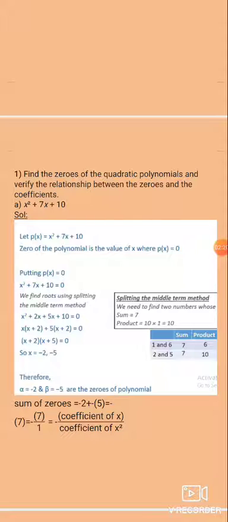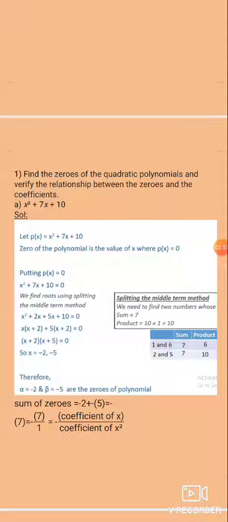Listen carefully. In the splitting middle term method, the sum of two numbers is the middle number, the coefficient of x, which is 7. The product of the two numbers is the coefficient of x square, which is 1, into the constant term 10. 1 into 10 is equal to 10. We need to find two numbers whose sum is 7 and whose product is 10.